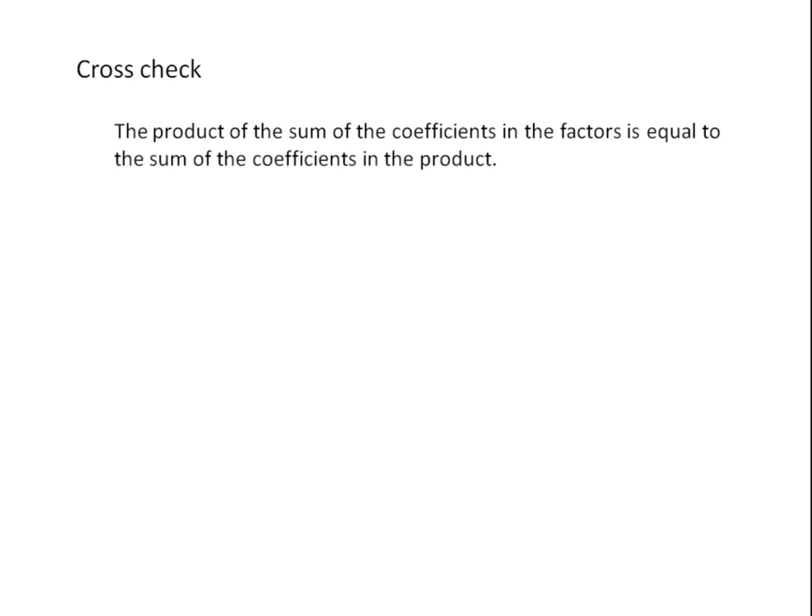So now, if someone gets a doubt, what if we go about the method wrongly or we are getting the factors incorrect? We have a method of cross-checking here. We can take the coefficients of each and every term, add them and do their product. Just understand this: the product of the sum of coefficients in the factors is equal to the sum of coefficients in the product. Now what does this mean?